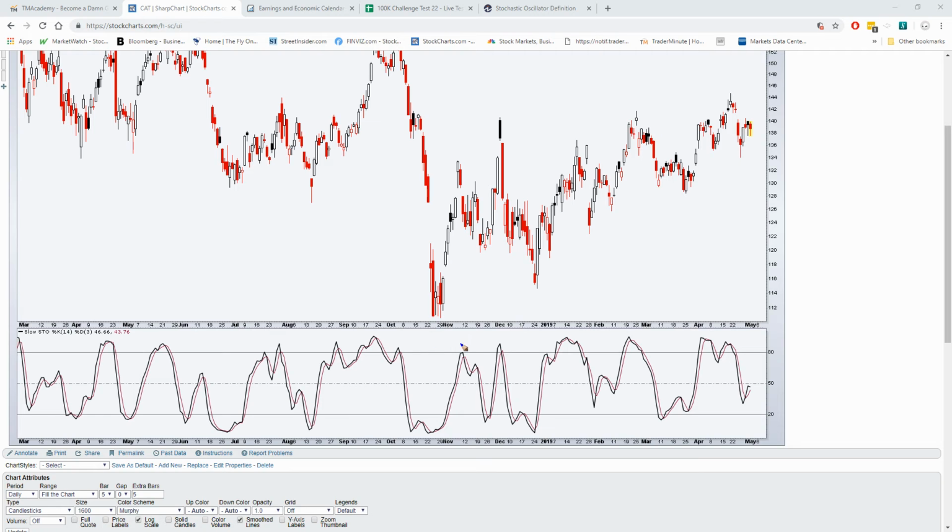But when we see the stochastics roll off of 80, like right here, the stock almost always goes down. Not 81, not 82, not 78, not 76, 80. It almost always goes down. When the stochastics rolls off of 20, which we don't have here, we don't have an exact kind of roll off of 20, this kind of dip down and just pop off of 20, the stock almost always goes up.